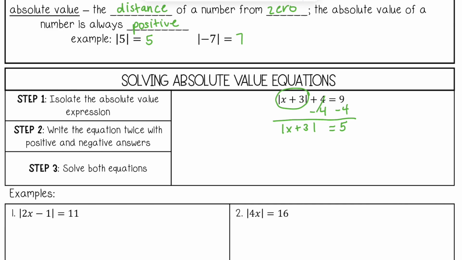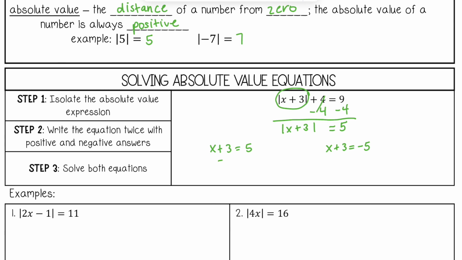Then, once we have the absolute value expression by itself, we are going to write that expression inside the absolute value symbols twice with positive and negative numbers. So, x plus 3 equals +5, and then x plus 3 equals -5, because both would be true. Both of those equations would be true since it's just the distance. And then you would just solve both of those equations like a normal equation.